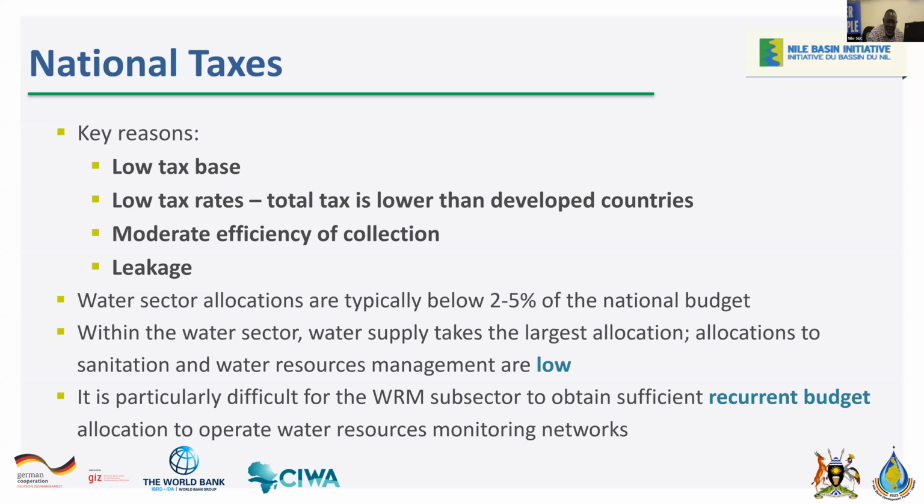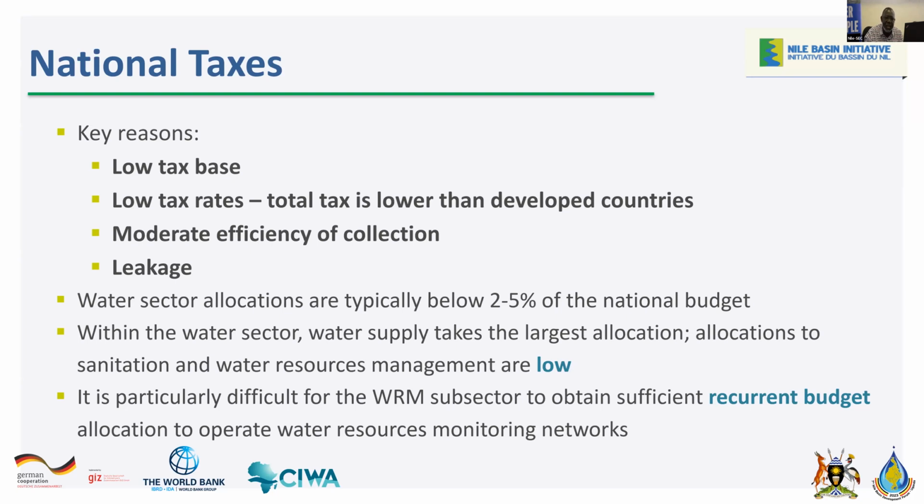The tax rates are low. The tax amounts that are charged are low as compared to the developed world. There is moderate efficiency. There are still a number of eligible entities that escape and dodge paying tax. And then there is also leakage. Not all of the resources that are collected are available to the central government. So these are the issues why the collections are low.